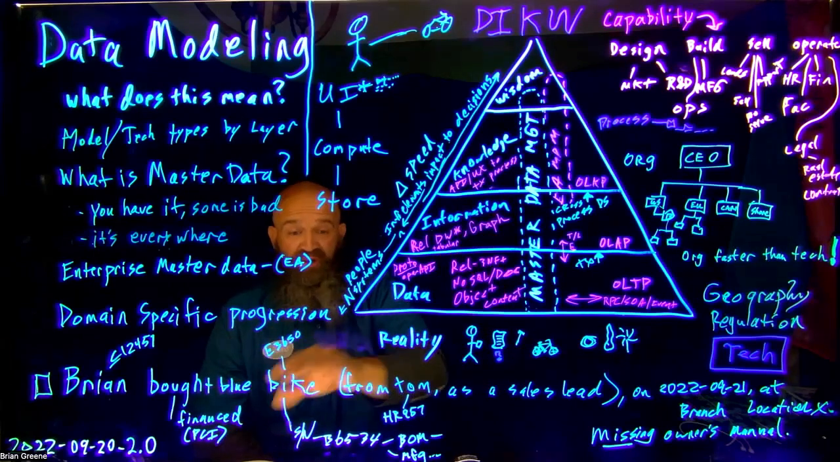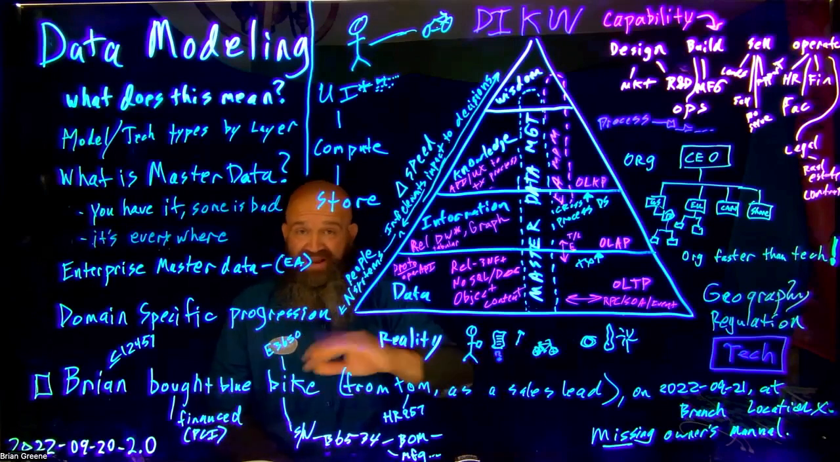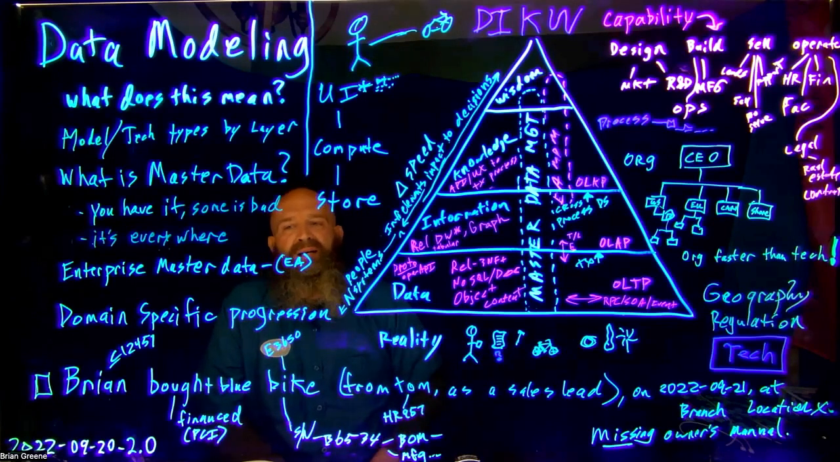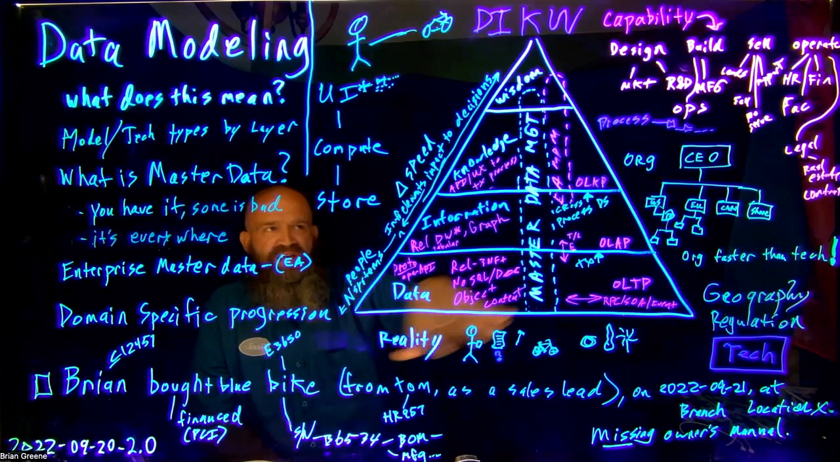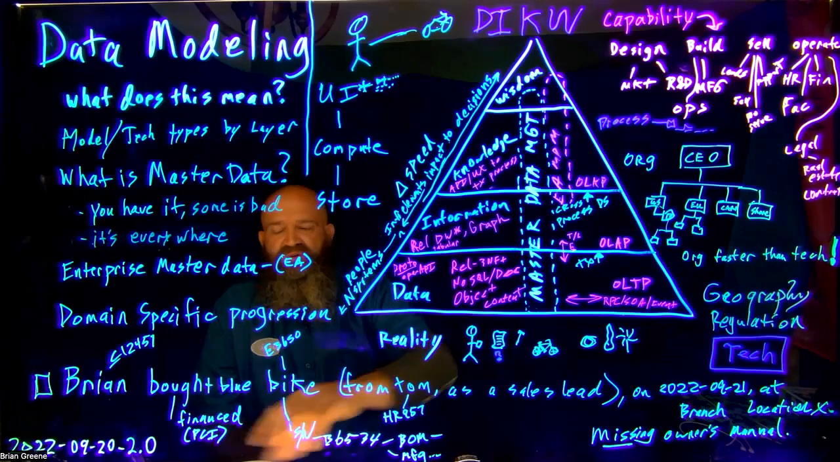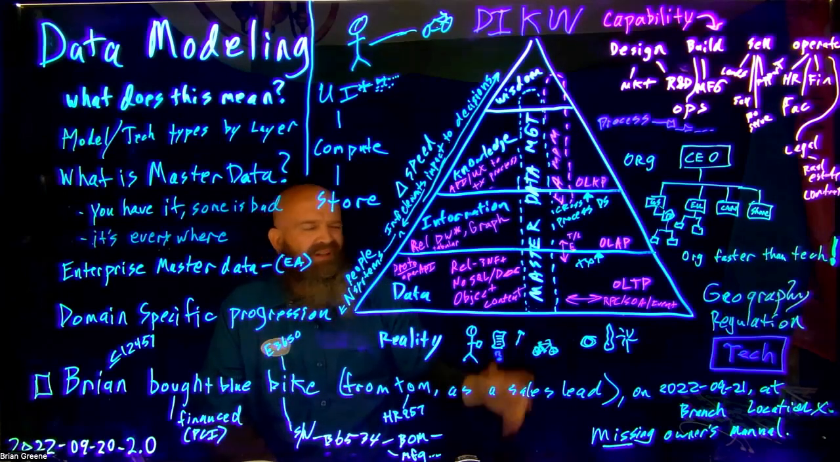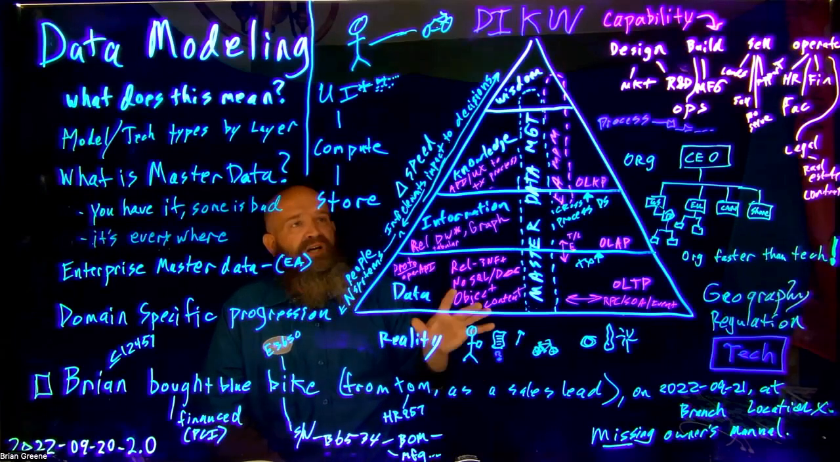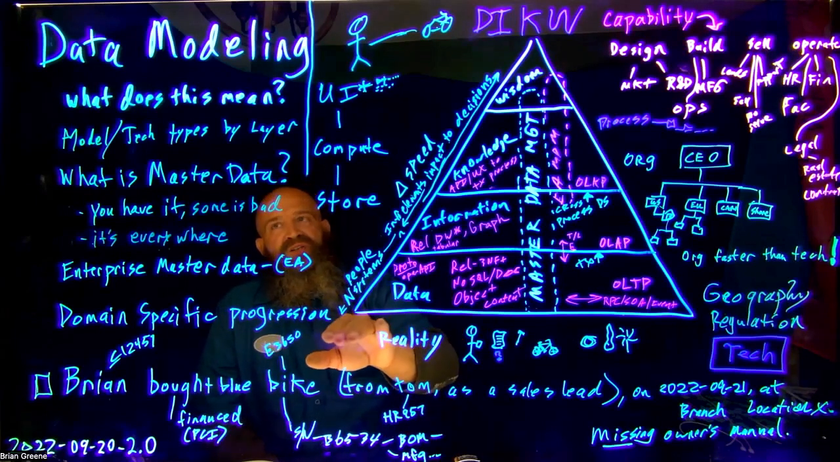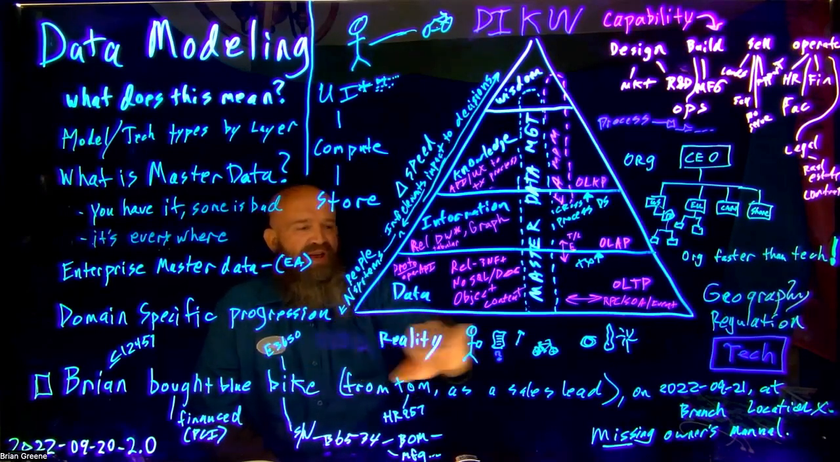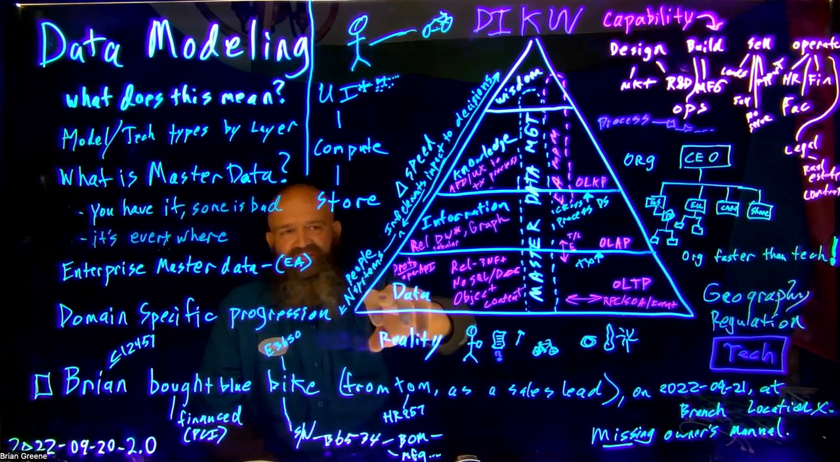We're going to play Where's Waldo with the master data. We're going to talk about master data and attributes in here. And we're going to talk about how this fits into an enterprise master data model, right? So remember, I bought a blue bike from Tom. It was missing the manual. Okay. So at the bottom, we have reality, and let's move up to data.